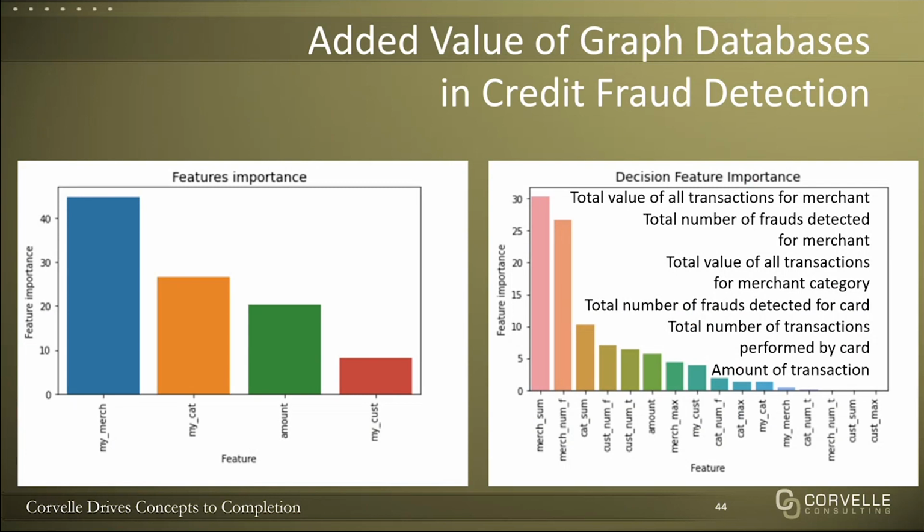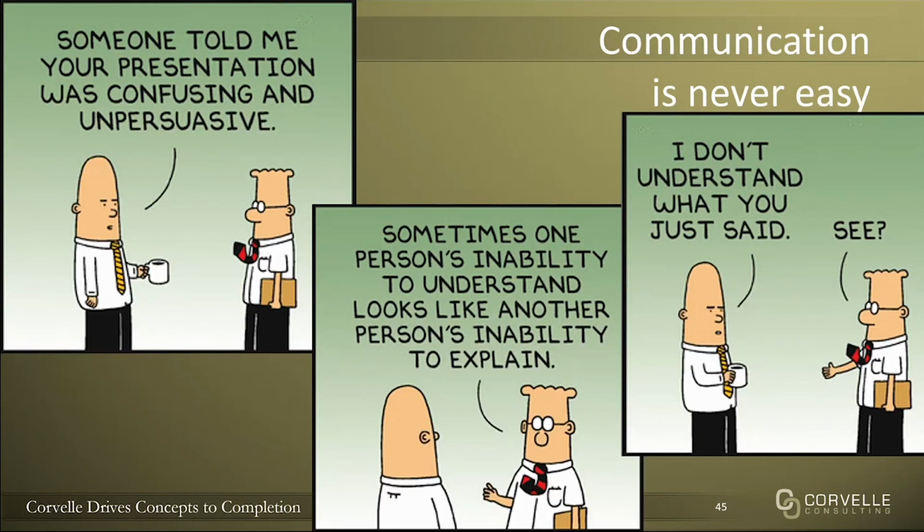chart. And the point is kind of lost here, because on the left it shows the analysis using only 4 variables, and on the right it shows the use of about 8 or 10 variables and how this is achievable using graph databases, and the message is totally lost by very poor visualizations. So back in the world of Gilbert, someone told me your presentation was confusing and unpersuasive.